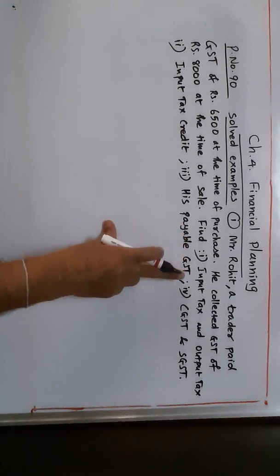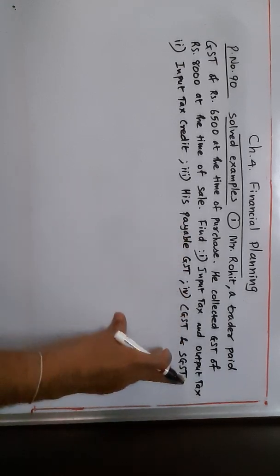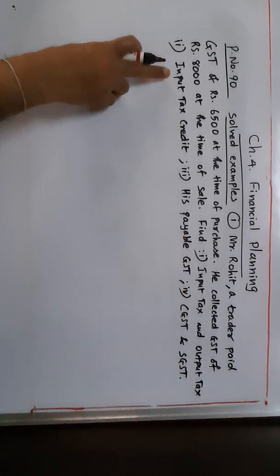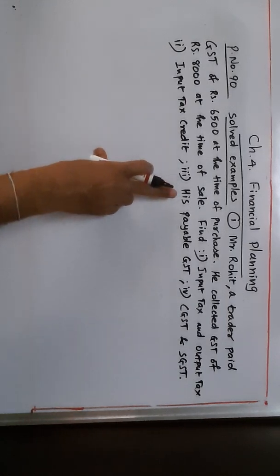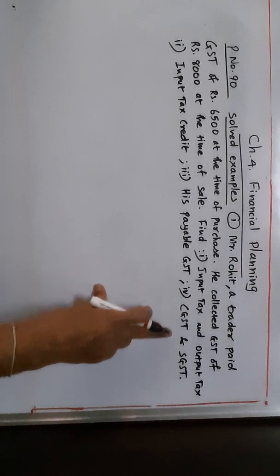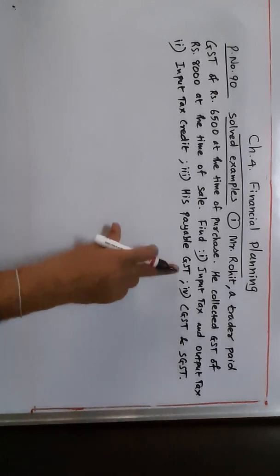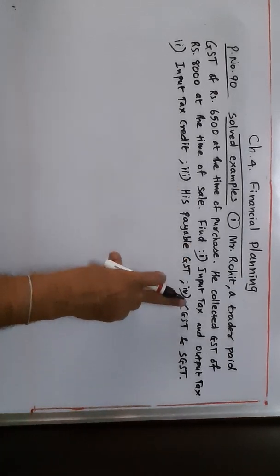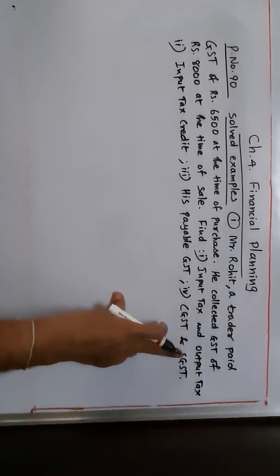So these things we have to find: input tax and output tax. Second, we have to find input tax credit. Third, we have to find his payable GST. And fourth, we have to find CGST and SGST. These two parts are very simple, but the new concepts are input tax and output tax.